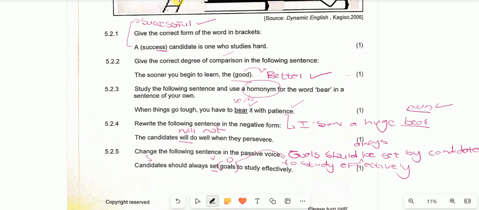And then changing a statement from positive to negative. The candidates will do well when they persevere. So this is positive, as we are simply going to say they will not do well, right?